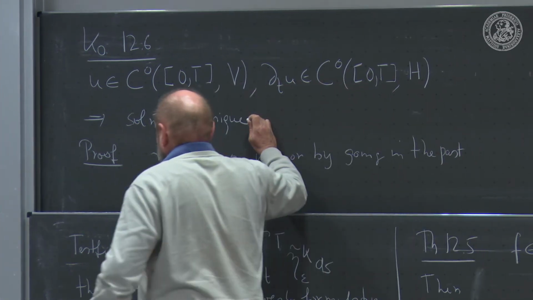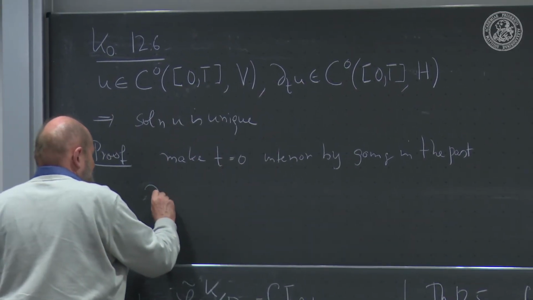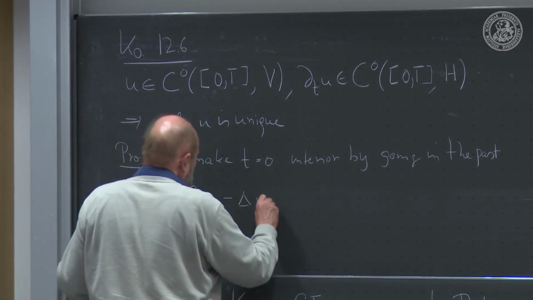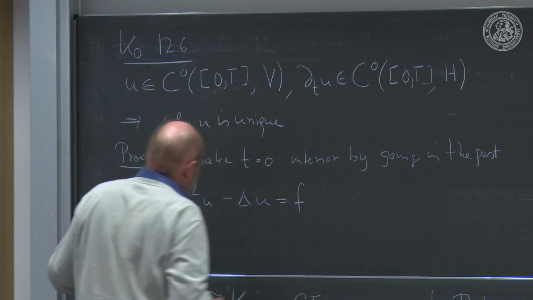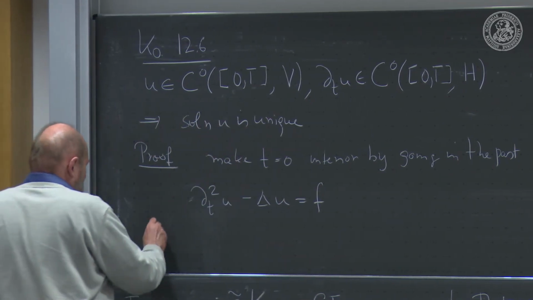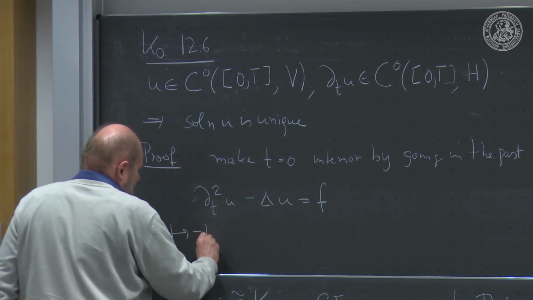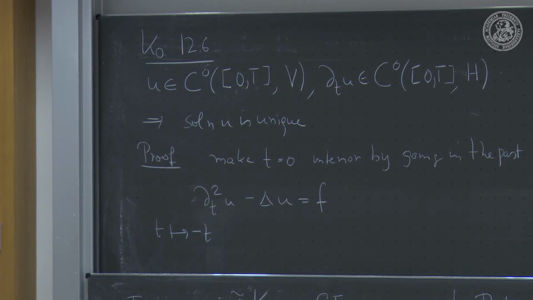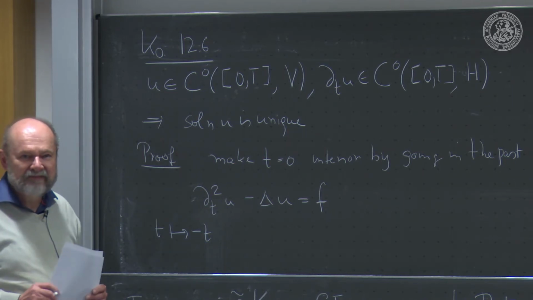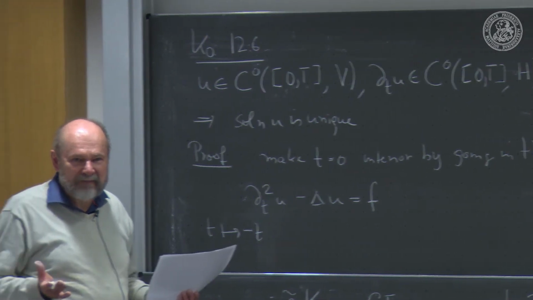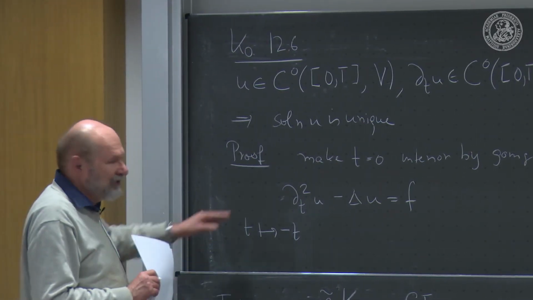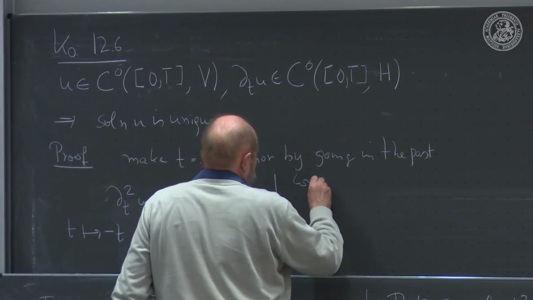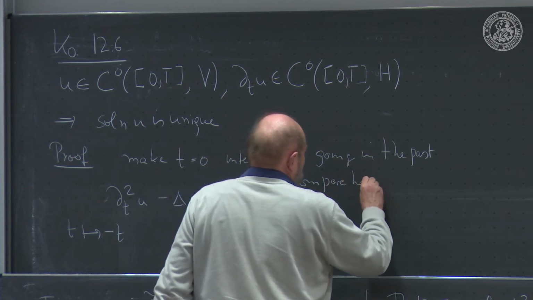Can we go into the past? Let's have a look. So I write down again our equation in the most simple situation. That's this one. If we now go, let's say, to this time transformation, what happens with the equation? Nothing. Because we have two time derivatives. Compare the heat equation.